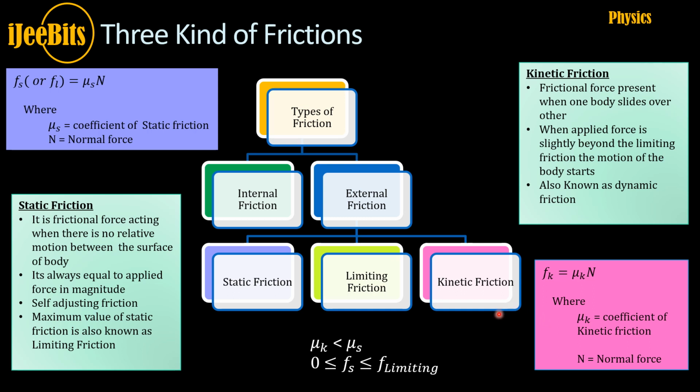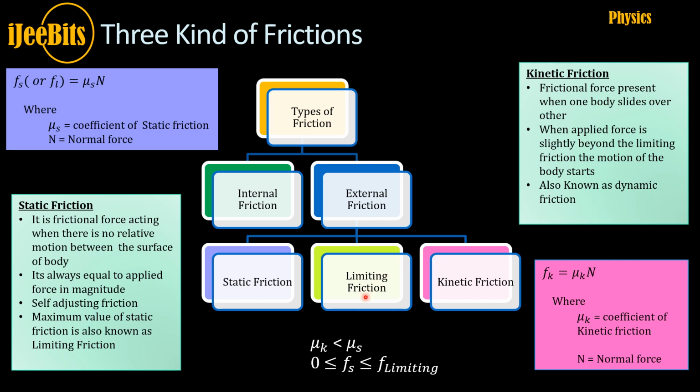Static friction is a type of friction that occurs when two surfaces are in contact but not moving relative to each other. The force of static friction prevents the object from starting to move. Now coming to kinetic friction. Kinetic friction occurs when two surfaces are in motion relative to each other. It acts to oppose the motion of the object and it is typically slightly weaker than static friction.